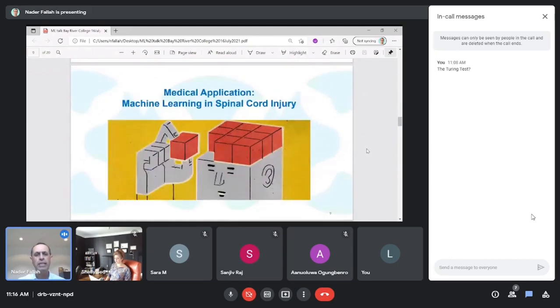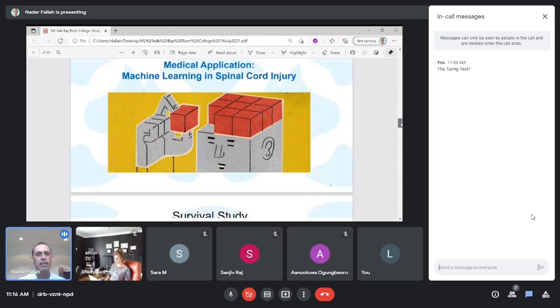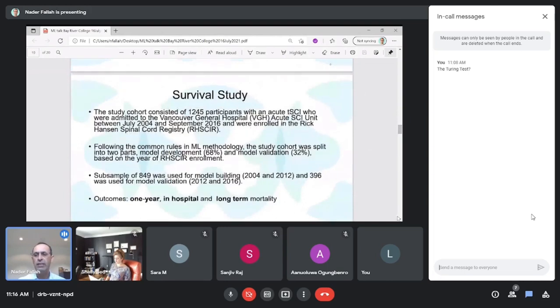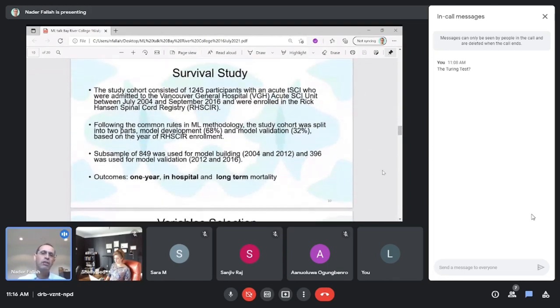I wanted to explain one of the applications we had using machine learning in spinal cord injury. Whatever I'm talking about today is about the field I'm working in, but of course it can be generalized to any other application also. We had a data set of around 1,200 people who came to Vancouver General Hospital with a spinal cord injury. And we have a registry there. We call it RISCER, the Rick Hansen Spinal Cord Injury Registry.